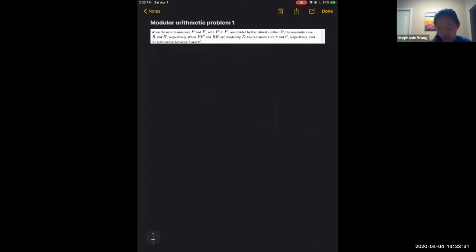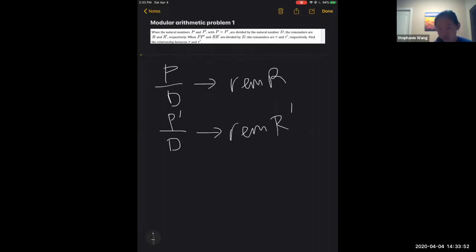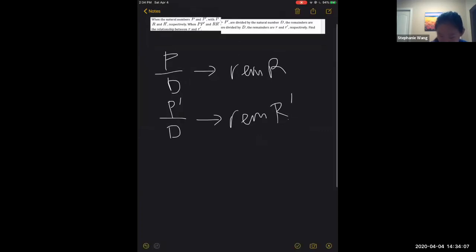Okay, the wording might be a little bit confusing, but basically what we're trying to do is we have natural numbers p, divided by d, gives a remainder of r. And then if we do p prime divided by d, it gives a remainder of r prime. So basically, we can rewrite this in modular form, because once you start getting into advanced number theory problems, you always want to try to use mod form because this way it's a lot easier to do computations and everything. So let's go ahead and rewrite this in mod form.